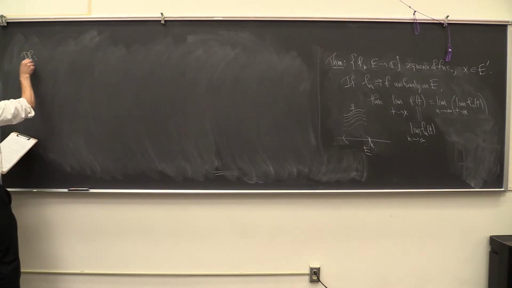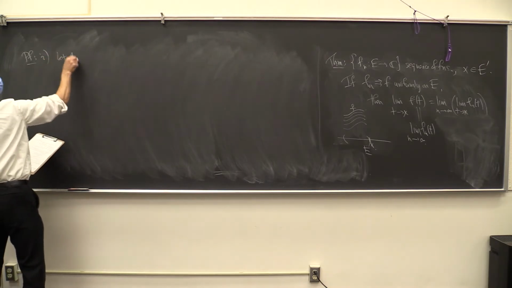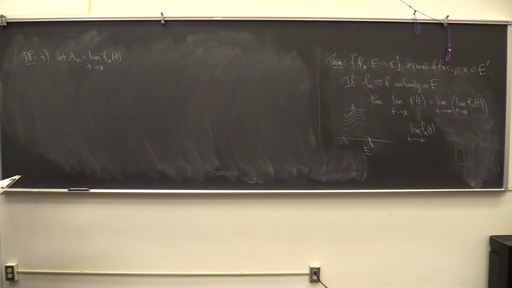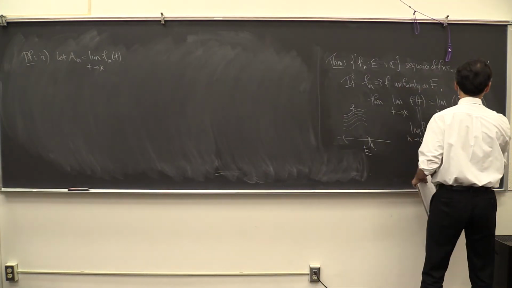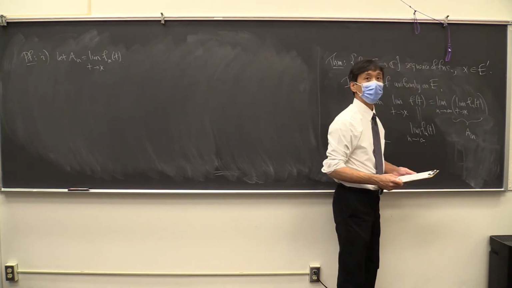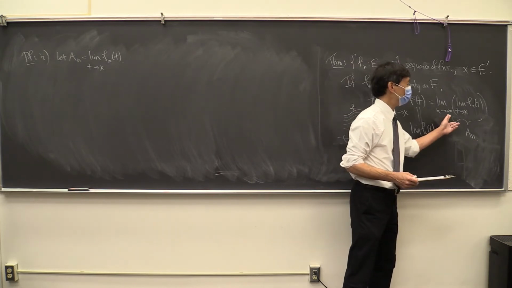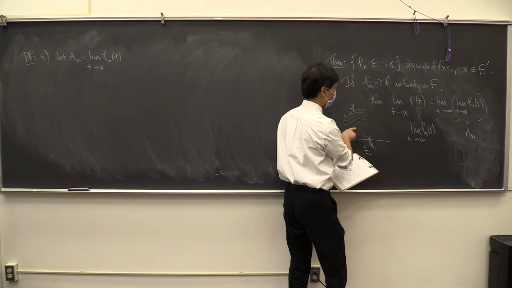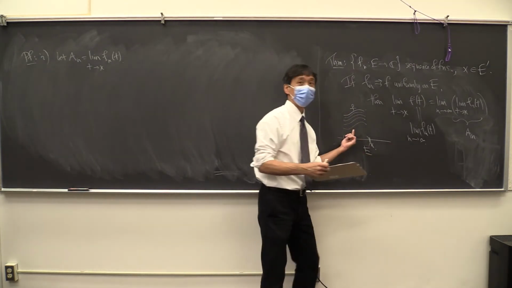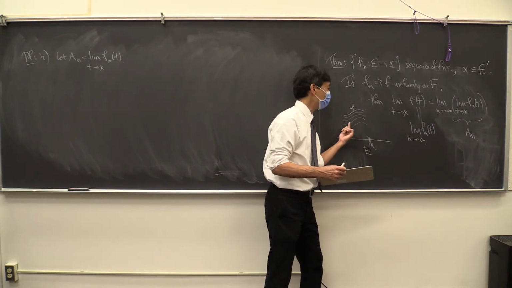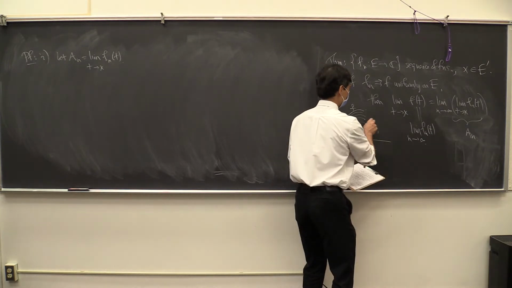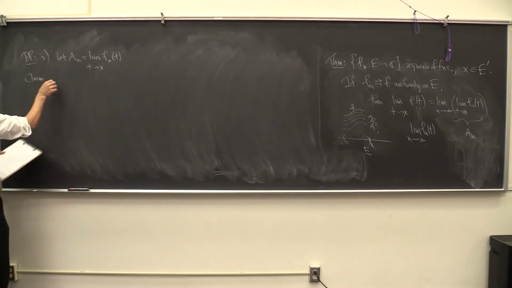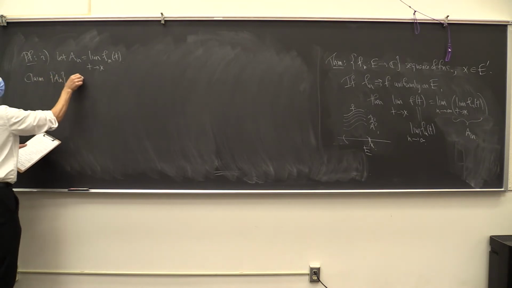Let's see. Okay, so the proof will be in two parts. So step one, let a sub n be the limit of f_n(t) as t approaches x. So we're going to call each of these things a sub n. The a sub n's are the limits of each of these functions. You look at f1 and see what the limit is. That's a1. Look at f2, see what the limit is. That's a2, and you get these values a1, a2, a3, and so on. And so the first thing we need to do is show that this converges. So claim: the sequence a sub n converges.